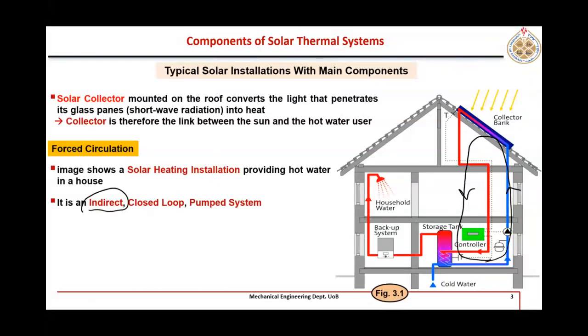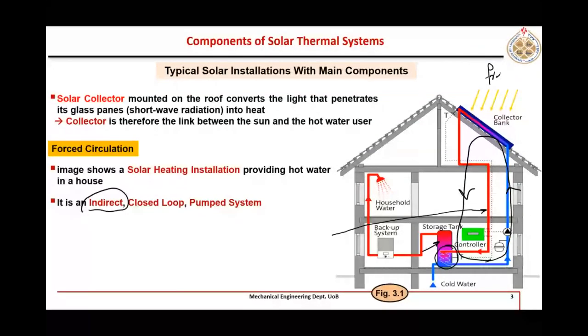Indirect means there is a heat exchanger. It's not directly mixing with that pot water. So here we may be using a different fluid, right? Some kind of antifreeze, if we are using that solar system in a location where you may encounter freezing temperatures during the night. So the normal water may freeze. That's why we may use an antifreeze in this loop. And this is the normal water which we need for other usage.